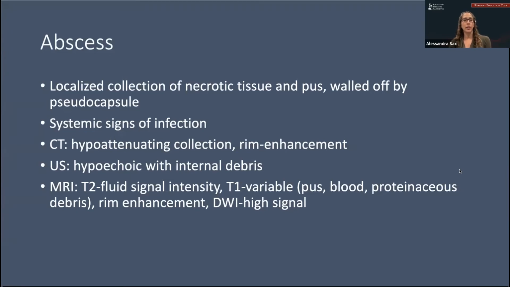So for an abscess, it's a localized collection of necrotic tissue and pus, and it has that thick enhancing pseudocapsule. And then the patient's going to have some systemic signs of infection. CT is going to be a hypoattenuating collection with rim enhancement. Ultrasound is going to be hypoechoic with thick capsule and internal debris. And MRI is going to be fluid intense, T2 high signal, and then T1 variable, depending on the degree of pus, blood, and proteinaceous debris within the fluid, and some rim enhancement. And again, diffusion is going to be high signal if it was obtained.